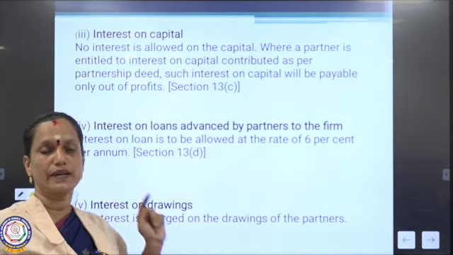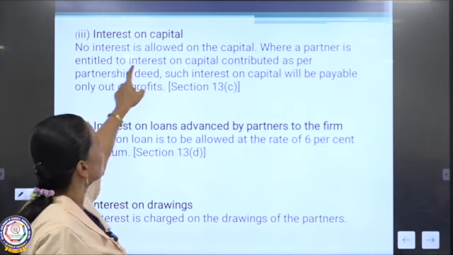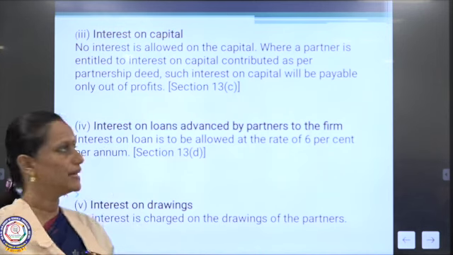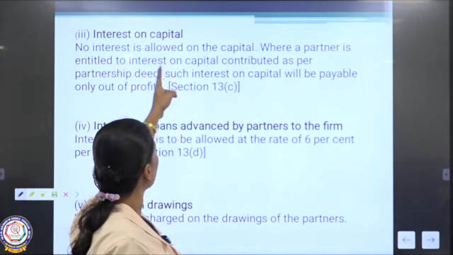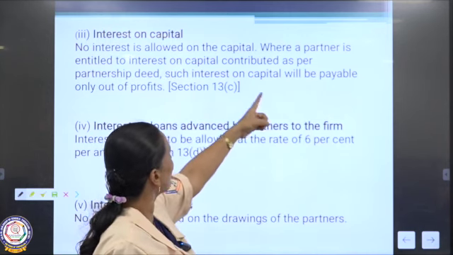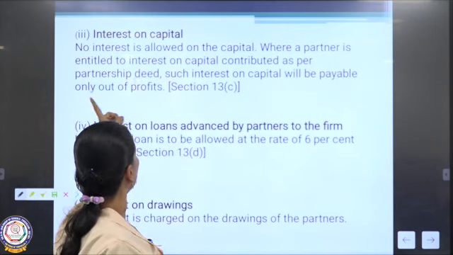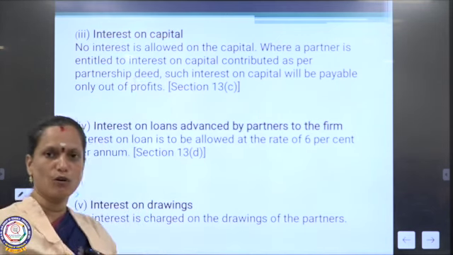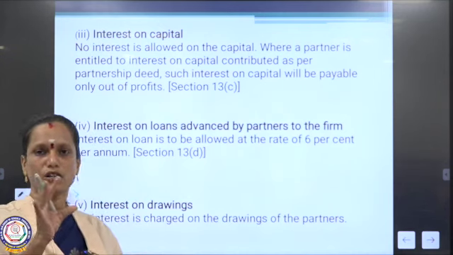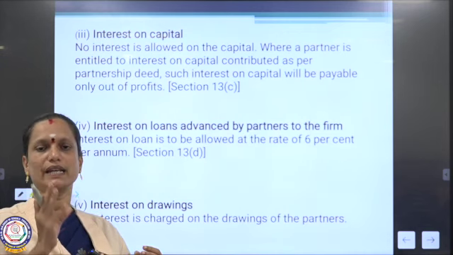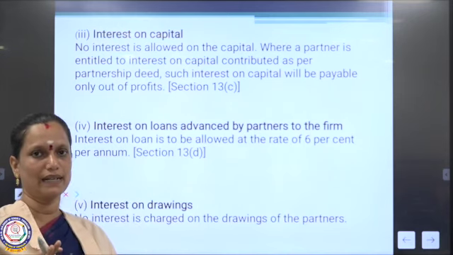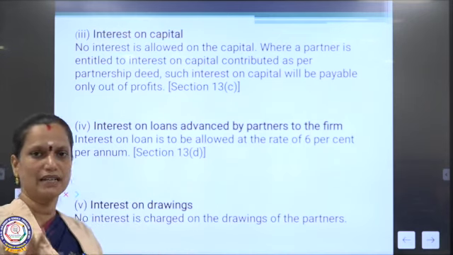Interest on capital, this is very much important. No interest is allowed on the capital. Why? Because we didn't mention anything in the partnership deed. Where a partner is entitled to interest on capital contributed as per the partnership deed, such interest on capital will be payable only out of the profits. So how much profit he got, how much capital he can give, but the interest on capital they will never give, because we didn't mention it in the partnership deed. If we left the interest on capital out of the deed itself, we will never get the interest.